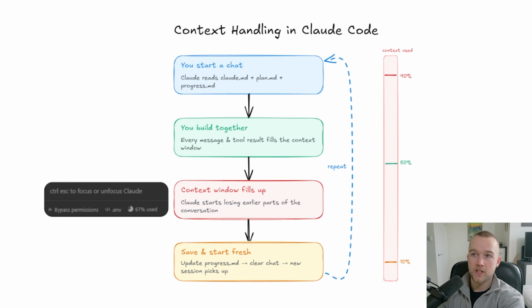So I thought it'd be useful to go over what actually is context handling in Claude Code, as it can be a confusing term if you've never come across it before. So this is the same process that we were just talking about. You start a chat, you build together, the context window fills up, and then it updates the Progress MD. You have to clear the chat, so you start a new chat, and then you repeat the process.